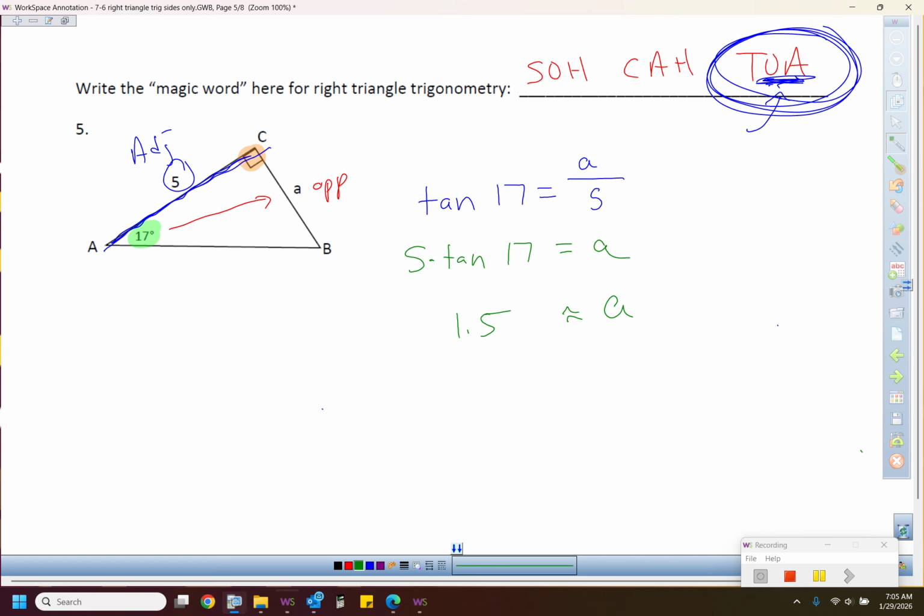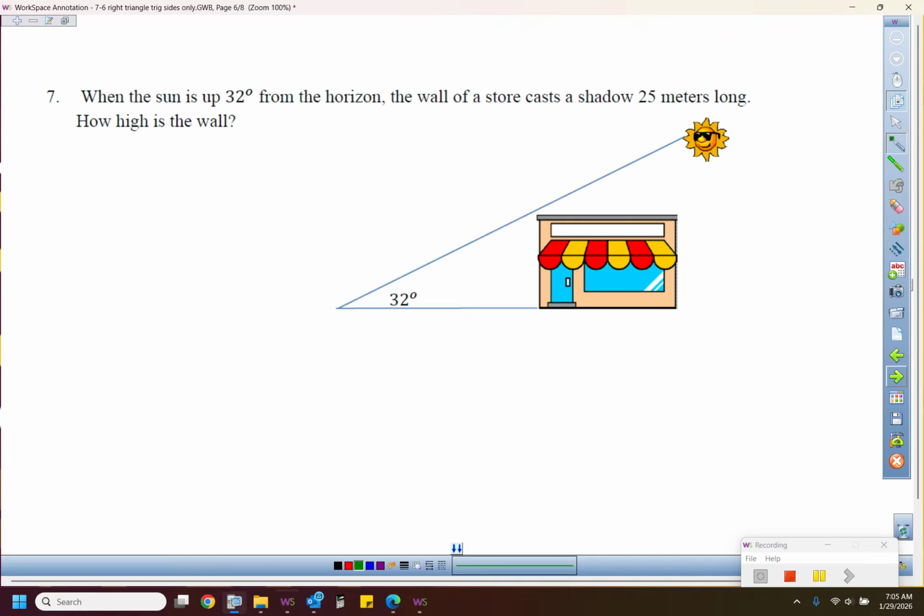Cool. I bet we're feeling a whole lot more comfortable with it. We've only done 5 of them, so we could still be a little shaky. But now it's time for the story problems. So when the sun is up 32 degrees from the horizon, we need to learn to understand the pictures because we're going to have to draw a lot of them ourselves. So the horizon is basically a horizontal in the picture. It's fancy talk for the ground.